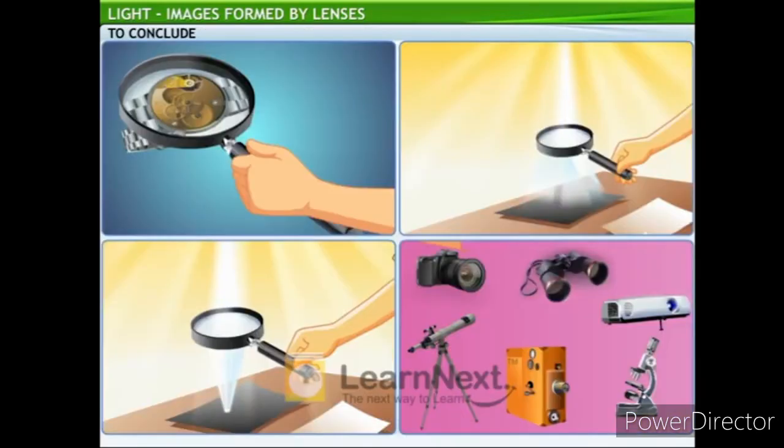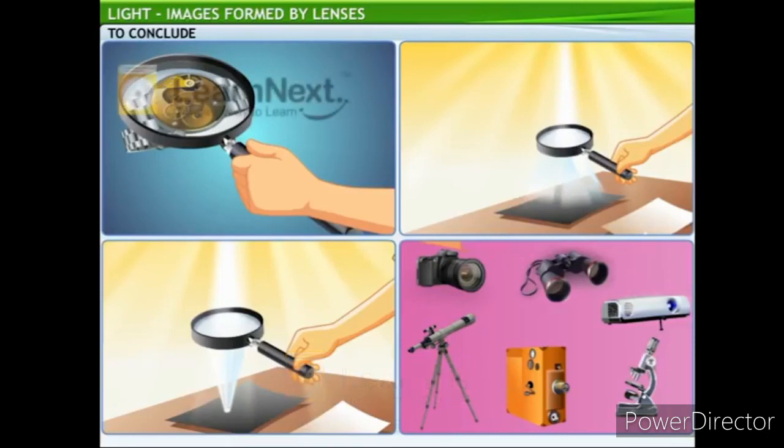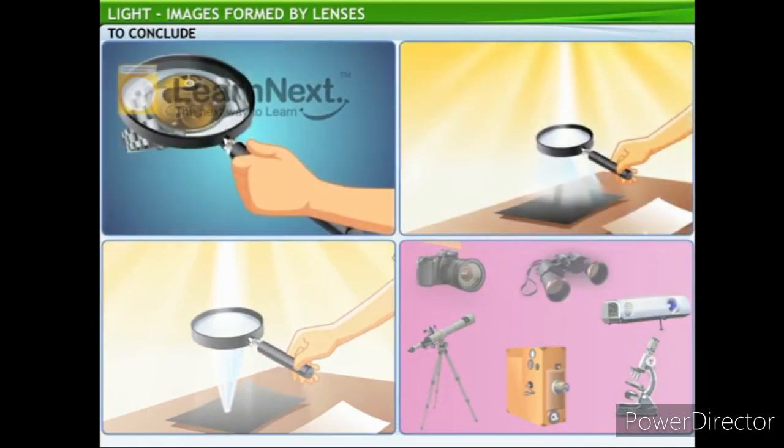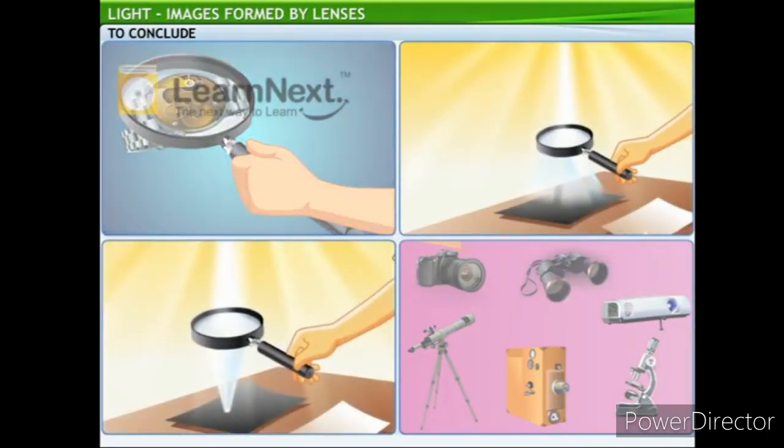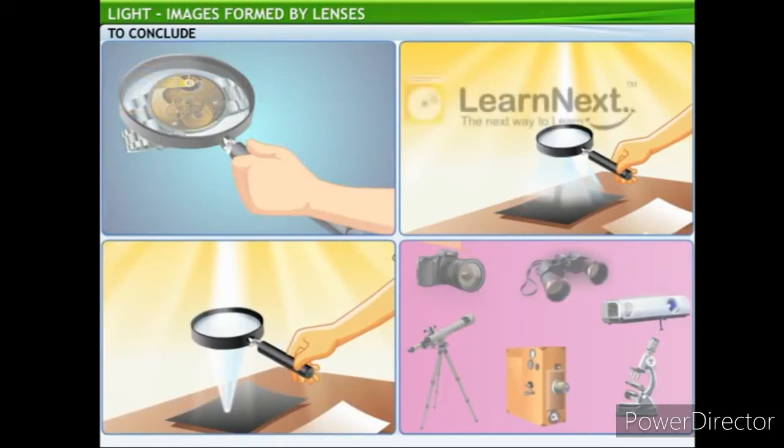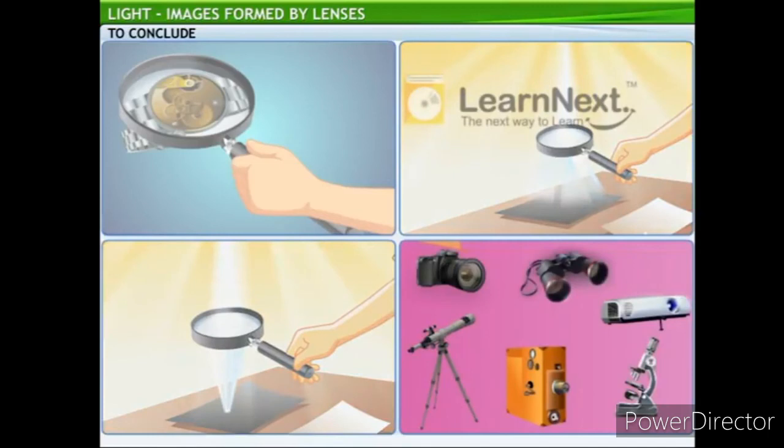This brings us to the end of this lesson on images formed by lenses. In this lesson, you learned to identify the different types of lenses, distinguish between the characteristics of images formed by convex and concave lenses, and list the applications of convex and concave lenses. We hope you enjoyed the lesson. There's much more to come.